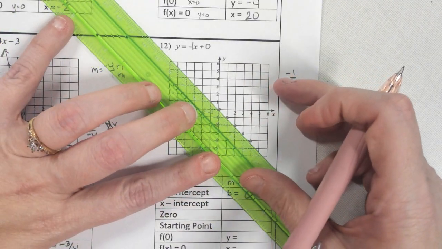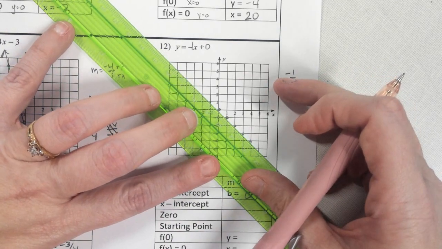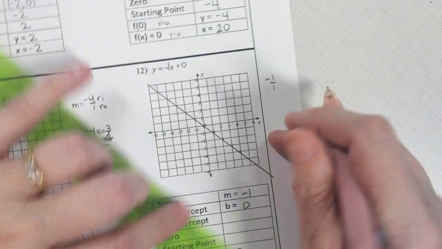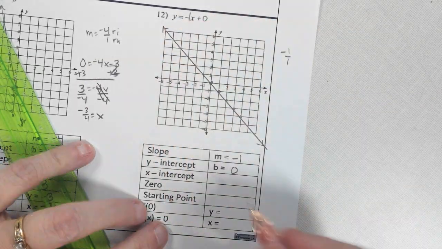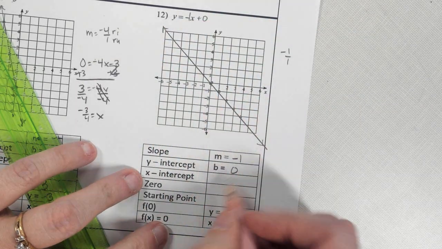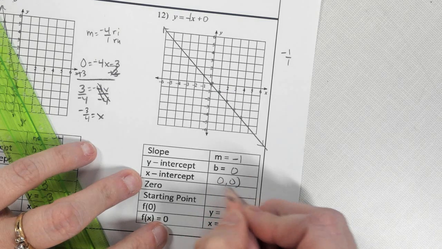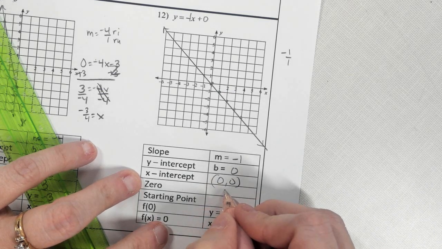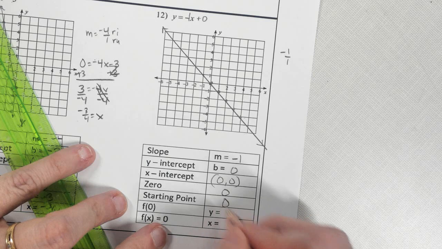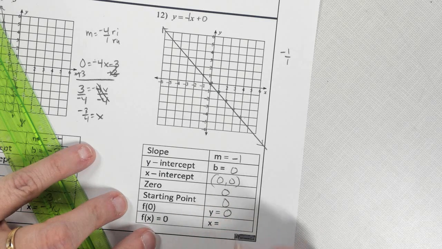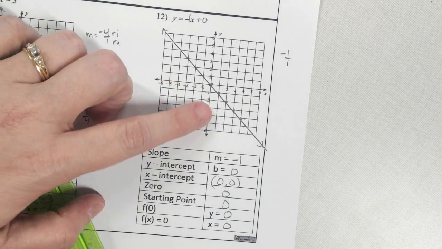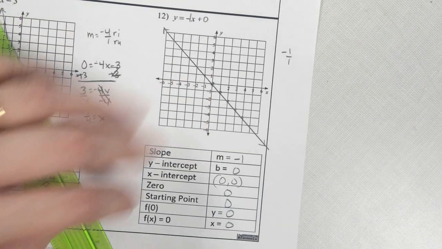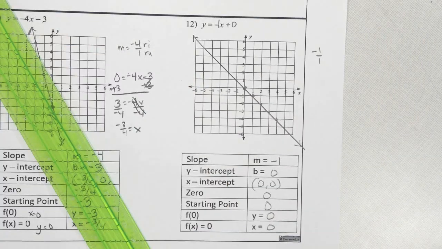And there's my line. Go me. Now, my x-intercept. Where does it cross x? At 0, 0, the origin. What's my zero? 0. What's my starting point? 0. When x is 0, y is 0. When y is 0, x is 0. Because it's proportional. When it's proportional, my x and y intercepts are both going to be 0. I hope this was helpful.